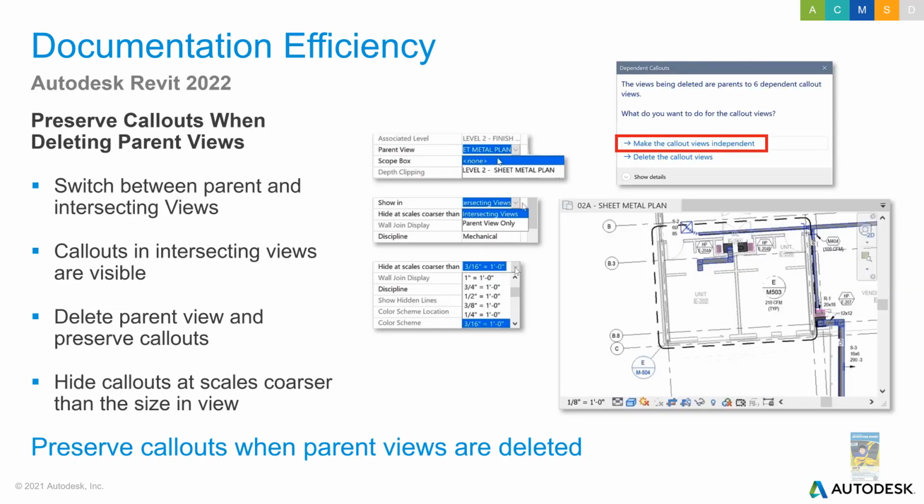Preserving callouts when deleting parent views, so you can switch between parent view and intersecting views. Callouts in intersecting views are visible. Delete parent view and preserve the callouts if you need to. Hide the callouts at scales coarser than the size in the view as well. So this should be interesting to take a look at and see how it affects the collaboration efforts and whether information is being coordinated properly or not.